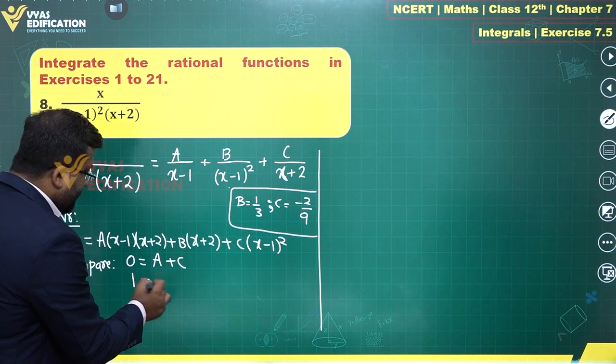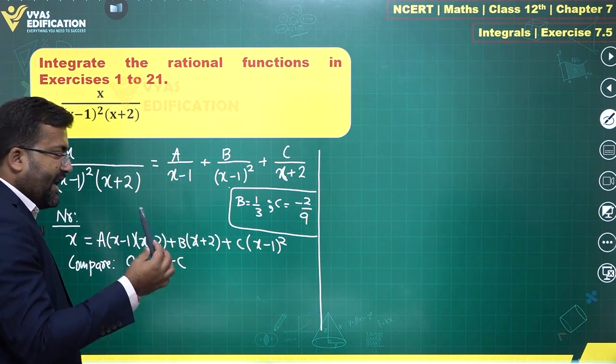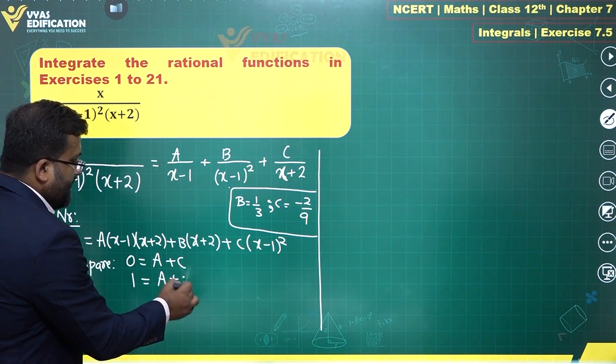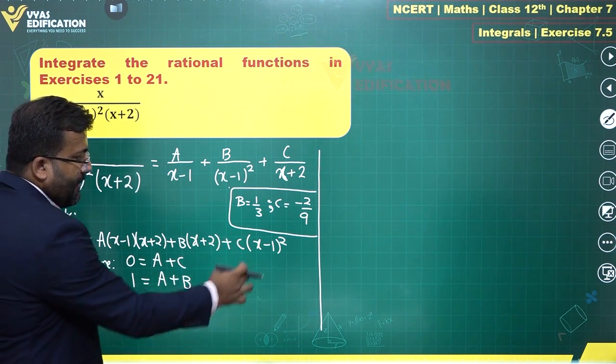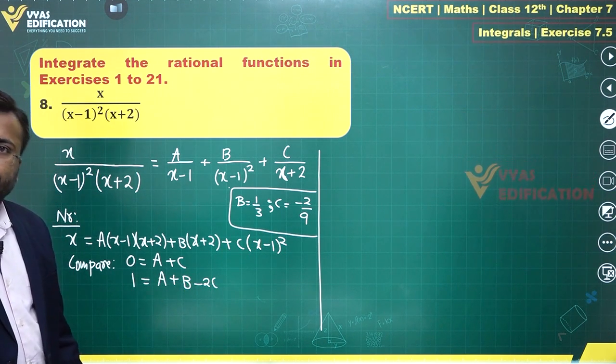Coefficient of x is 1 on the left hand side. What is the coefficient of x on the right hand side? This is 2x minus x. This is 1x into a. This is ax plus bx, and what do we have? Minus 2x, so minus 2cx. This is what you have, right?